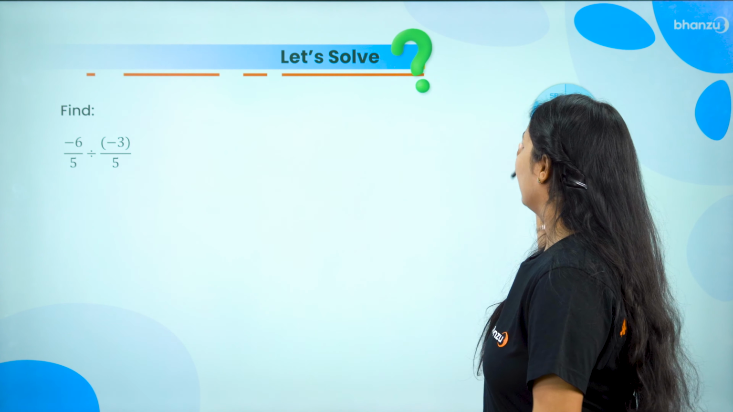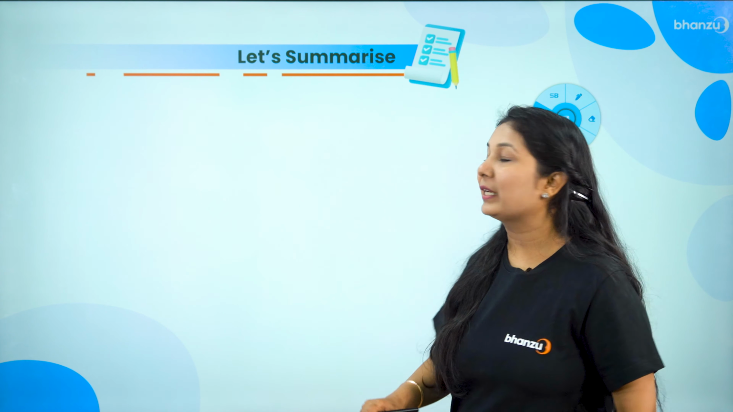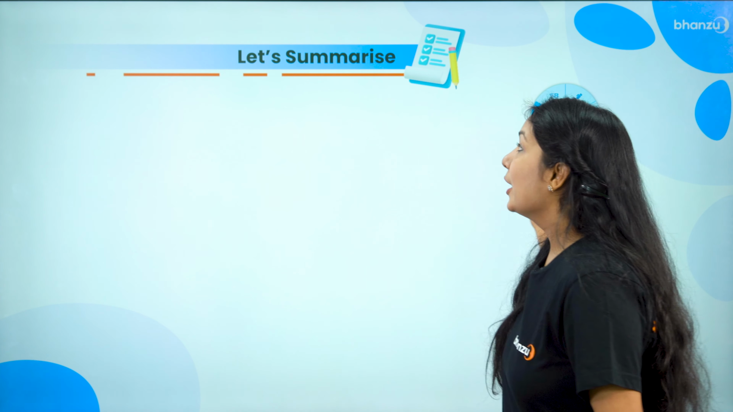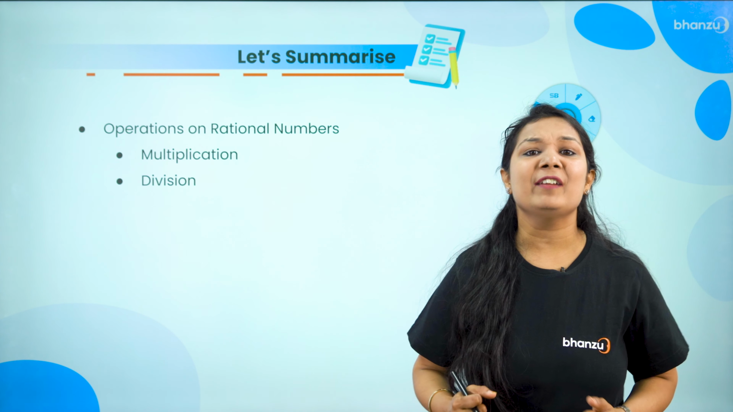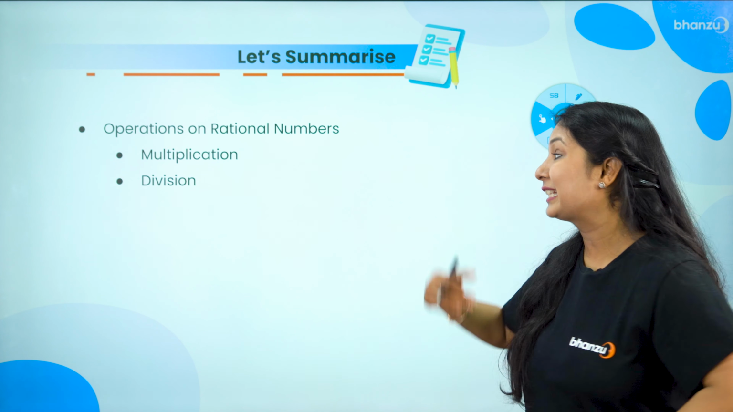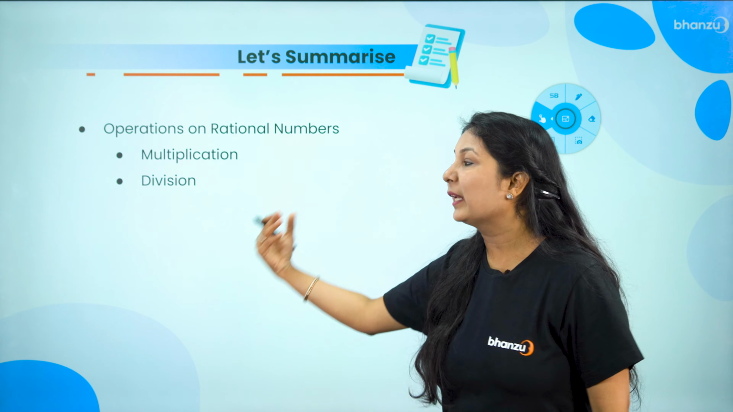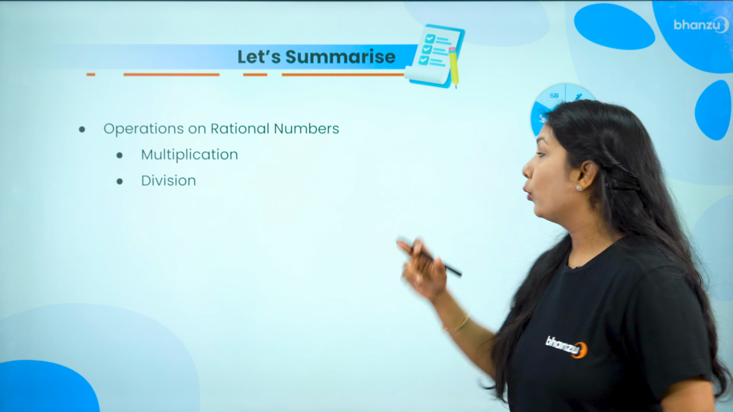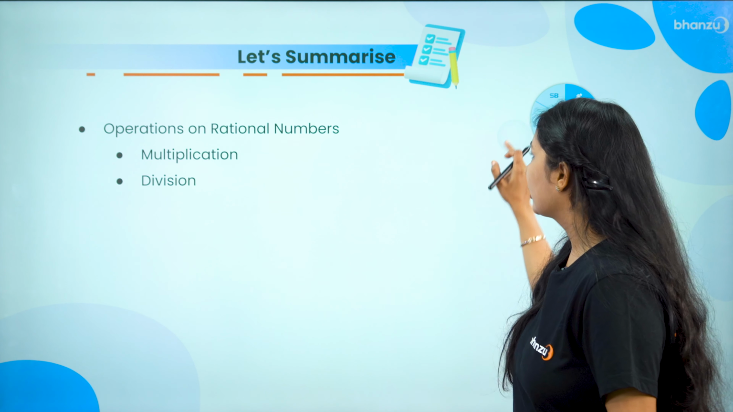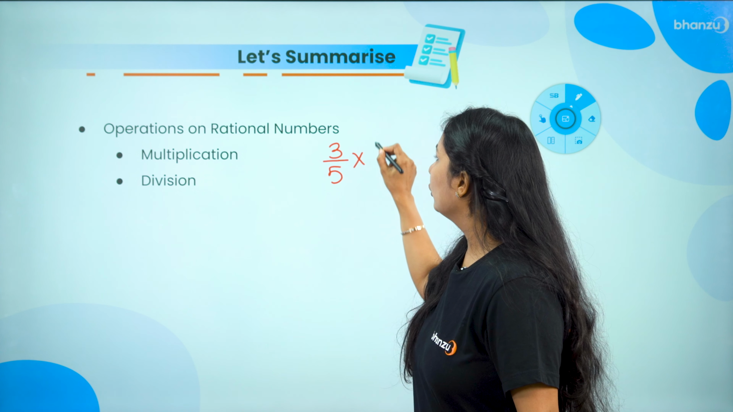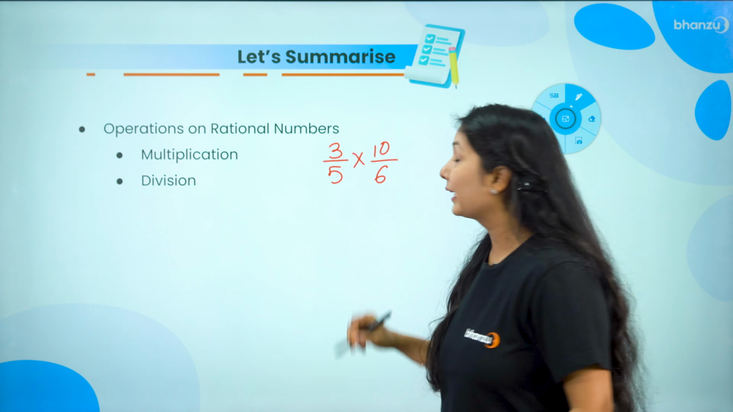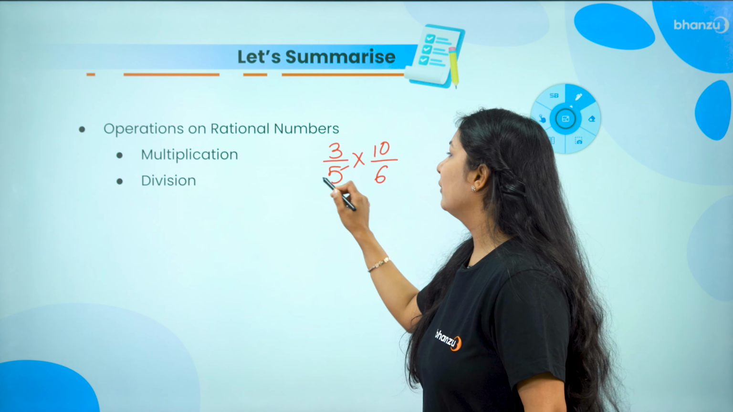So now let's move ahead and summarize what all we had discussed in the session today. So we had talked about operations on rational numbers. So today we have finished all the 4 operations, that is including multiplication and division also. So what do we do in multiplication of rational numbers? Let's see. If we have 3 upon 5 into 10 by 6. So what can be done? We can simplify it first of all.